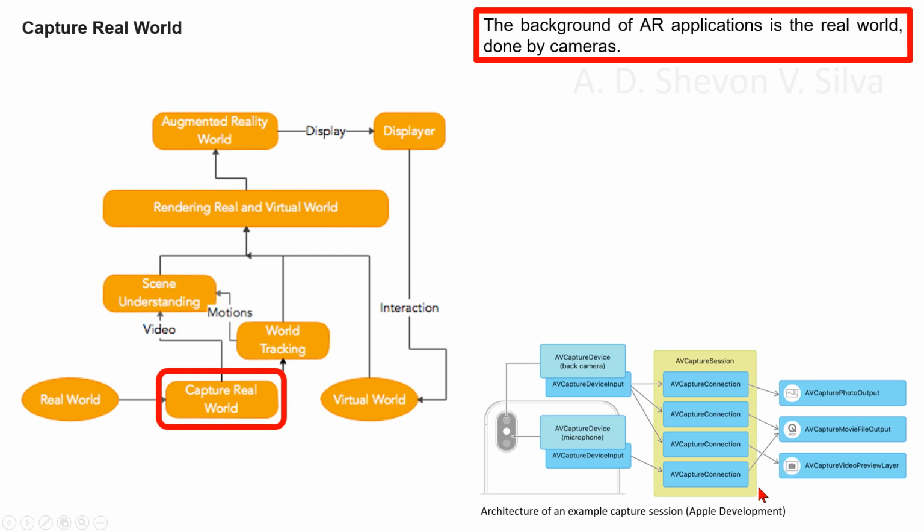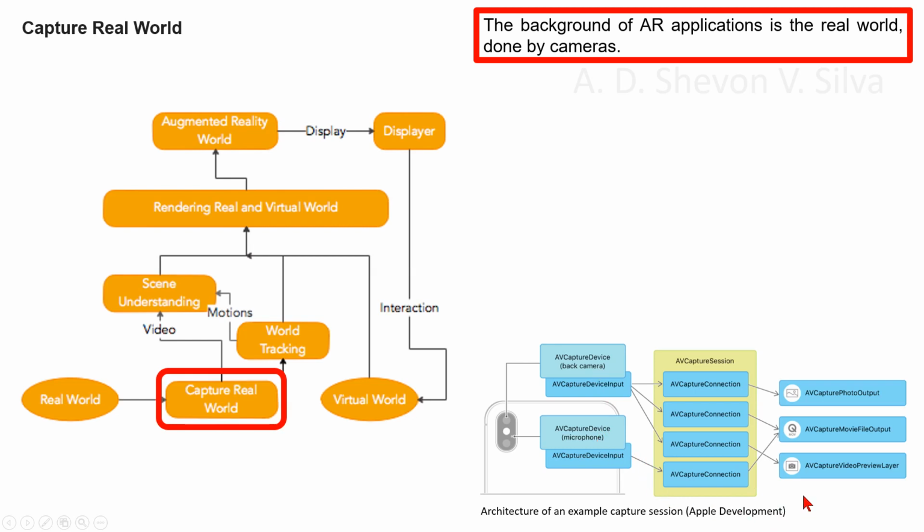How you configure connections between inputs and outputs defines the capabilities of your capture session. For example, this diagram shows a capture session that can capture both photos and movies and provide a camera preview using the iPhone's back camera and microphone.